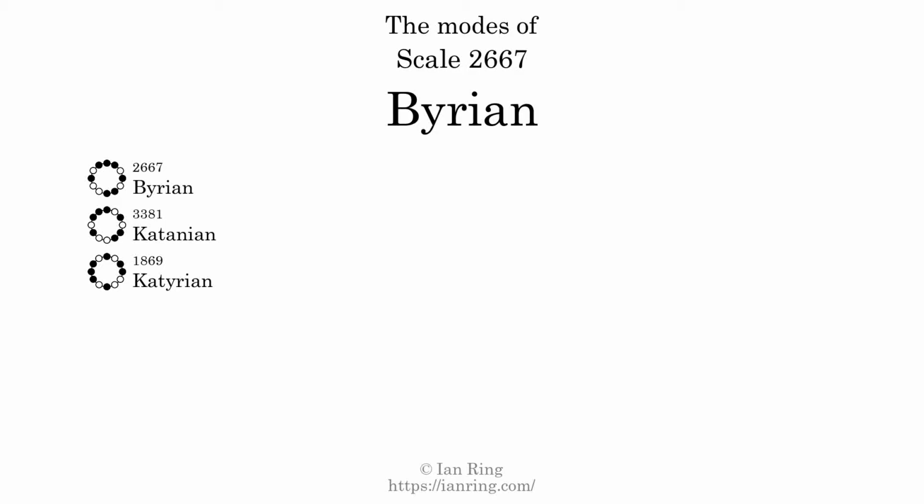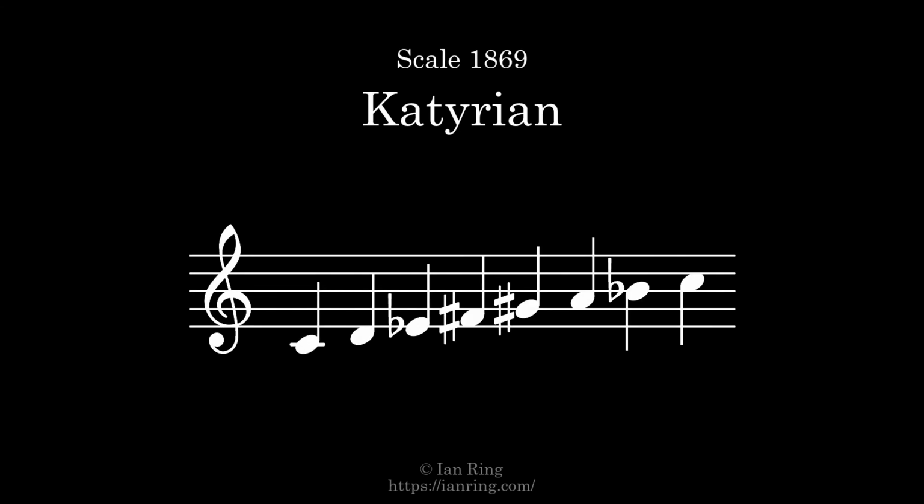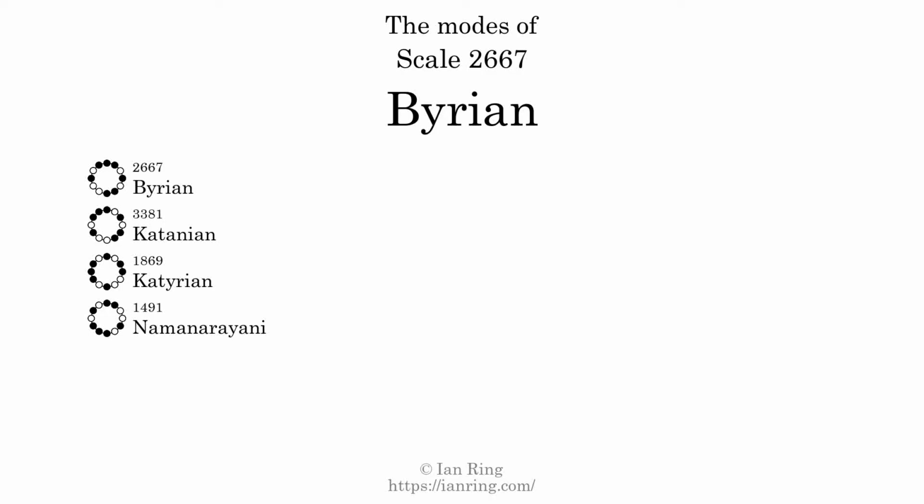The third mode is scale 1869, also known as Byrian. It sounds like this. The fourth mode is scale 1491, also known as Namnarayoni. It sounds like this.